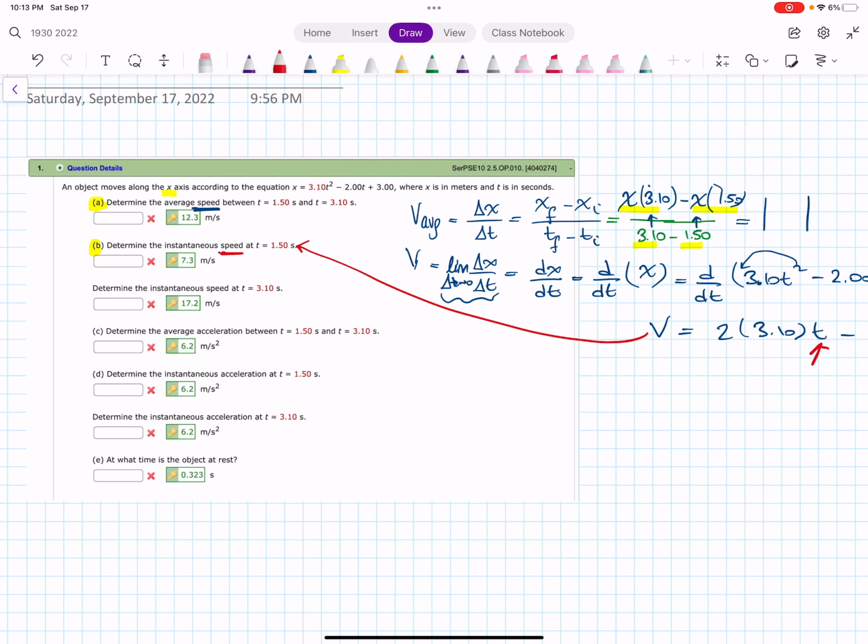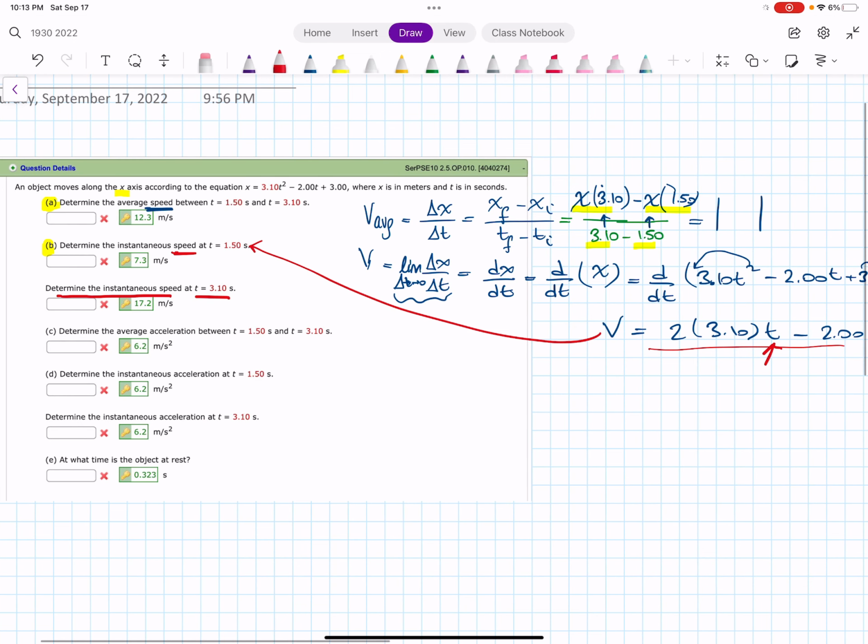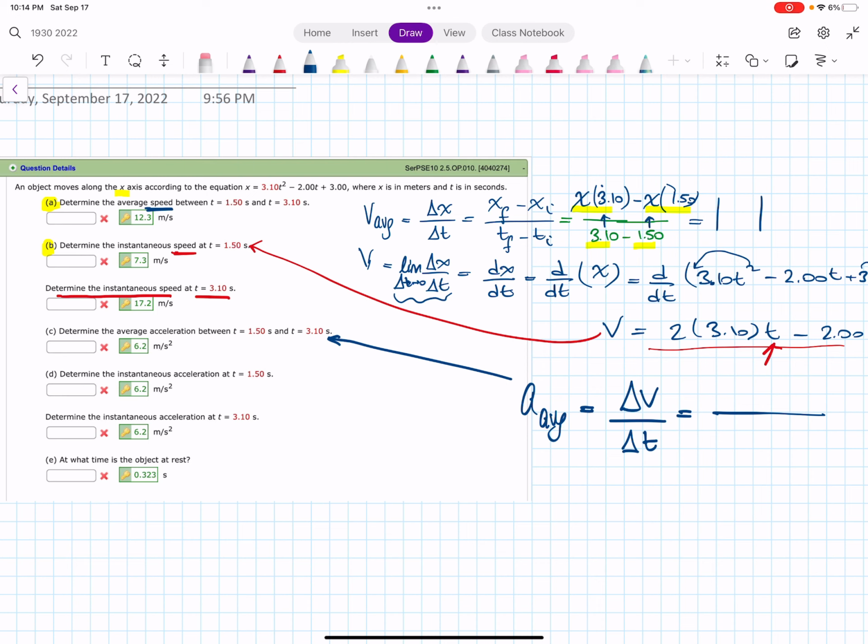Next part, determine the instantaneous speed at 3.10 seconds. Same concept, guys. Instantaneous speed. You take the equation, you plug in your values. Next, determine the average acceleration. How do you determine the average acceleration? The equation is delta v over delta t. What is delta t? What is the change in time? t final minus t initial. v final minus v initial is what you put in the numerator.